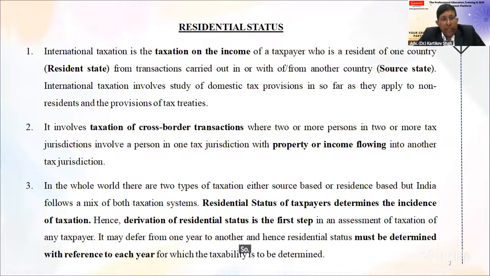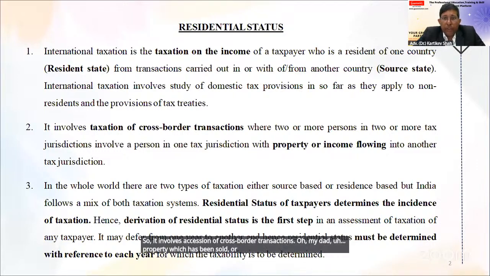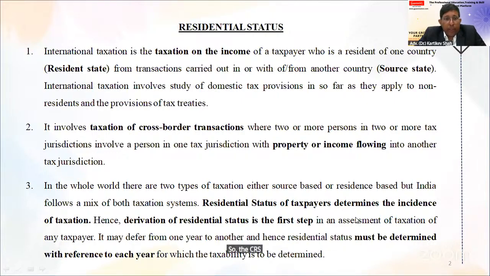So it involves taxation of cross-border transactions of either property which has been sold or any income which has been earned from another country. So the residential status of the taxpayer determines the incidence of taxation. Now, where the taxation arises from is very important. There are two types of taxation: either it is resident-based or it is source-based.